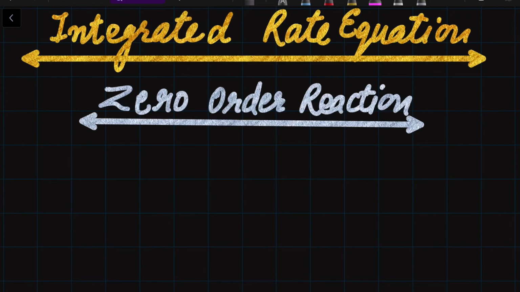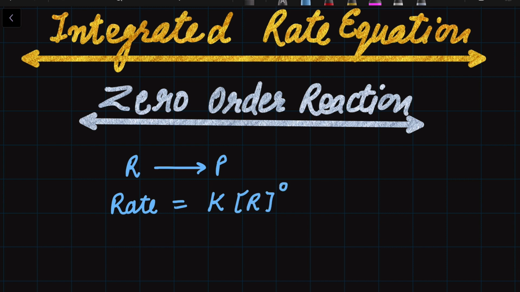So today we are going to cover the integrated rate equation for a zero order reaction. First, we will consider a reaction R to P, where the reaction is going on from the reactant to the product side. If the reaction is zero order, the rate will be written as equal to K times the concentration of R raised to the power 0.